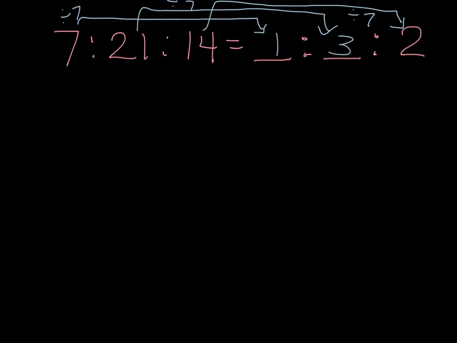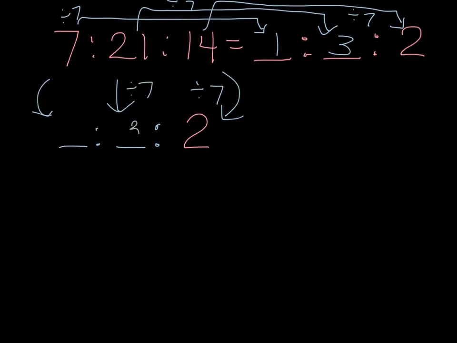I also could have written my blanks below. I had blank to blank to 2. And I could have looked this way again and said this time my 14 is going down to 2. So this time I'm dividing by something. And 14 divided by 2 is giving me 7, so I've got to divide each of them by 7 to get my 3 and my 1. But either way, my final answer is 1 to 3 to 2.